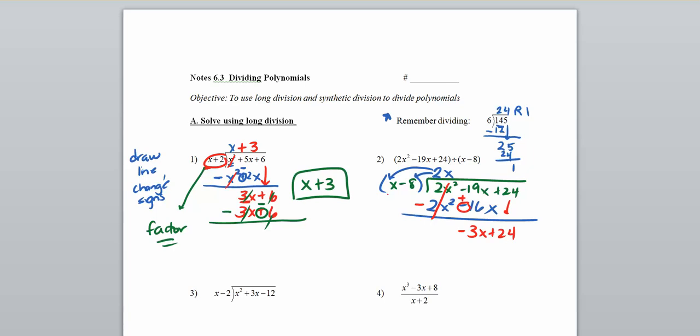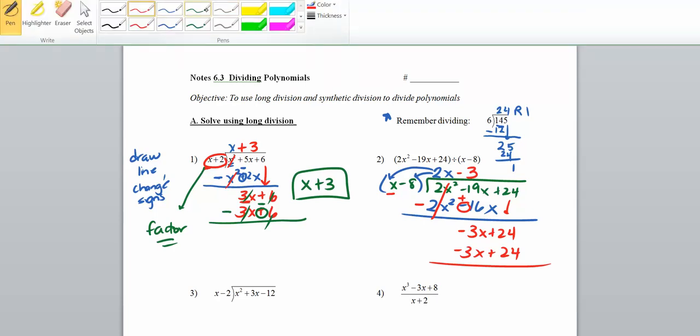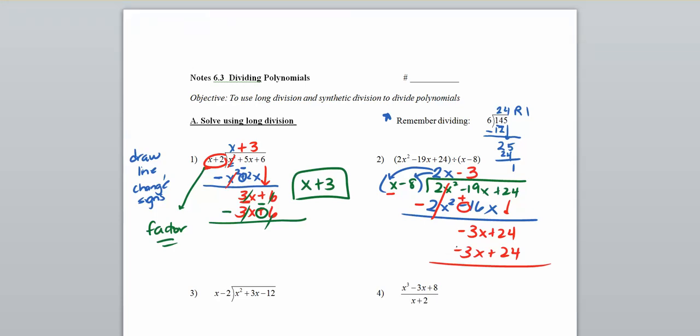Now I'm going to say, how does x become negative 3x? How can I make x become negative 3x? Well, if I multiply both terms out front by negative 3, I get negative 3x, and then I would get plus 24. All right. If I draw my line and change my sign, so there's my line, I'm going to change this to a plus, and I'm going to change this to a minus. All of that goes away, and this is another problem that works out nicely where I don't have a remainder.